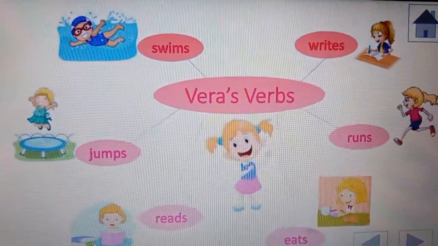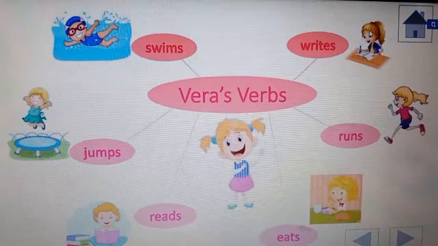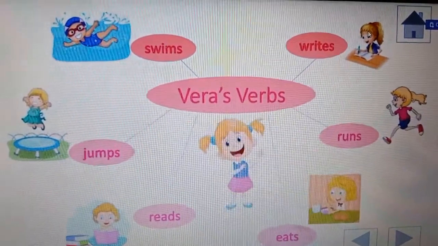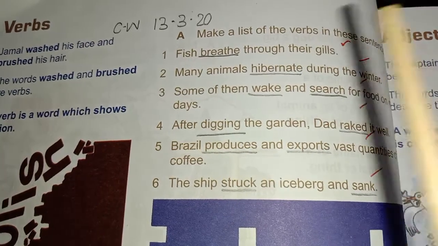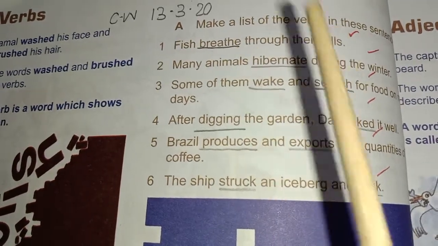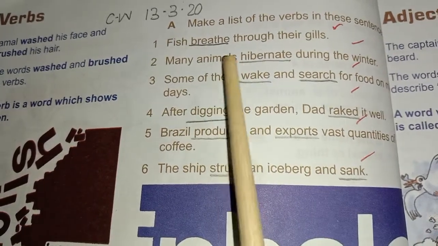Now open your books. We will solve Junior English page number 2, exercise A. Exercise B will be solved by yourselves. Okay, let's start. Now, exercise A is: make a list of the verbs in these sentences. I have underlined them over here.